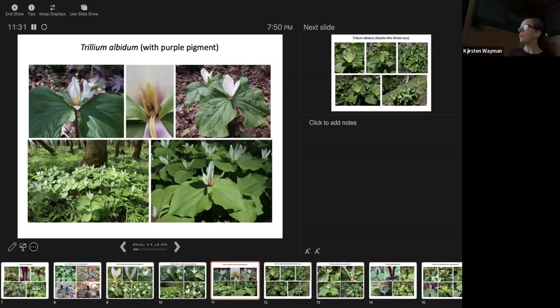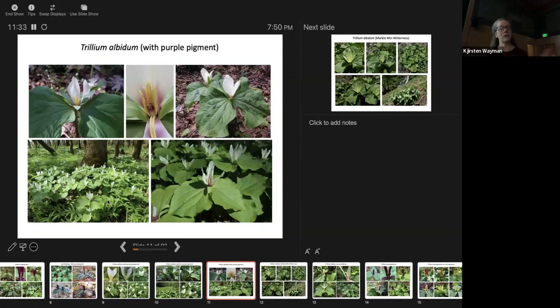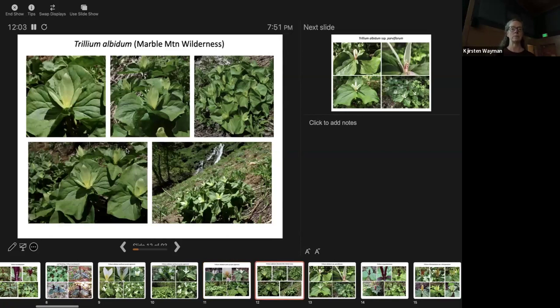So Trillium albidum with purple pigment has all the same characteristics as the one without purple pigment, except you're going to find purple pigment at the base of the petals. You'll also see it at the base of the stamens here on the filaments. And then also the ovary tends to have some purple pigmentation, whether it's at the tip of the ovary or elsewhere. And sometimes we'll even see some pigmentation in the anther connectives here as well. Other than that, the plants with purple pigment have largely the same characteristics as those without.